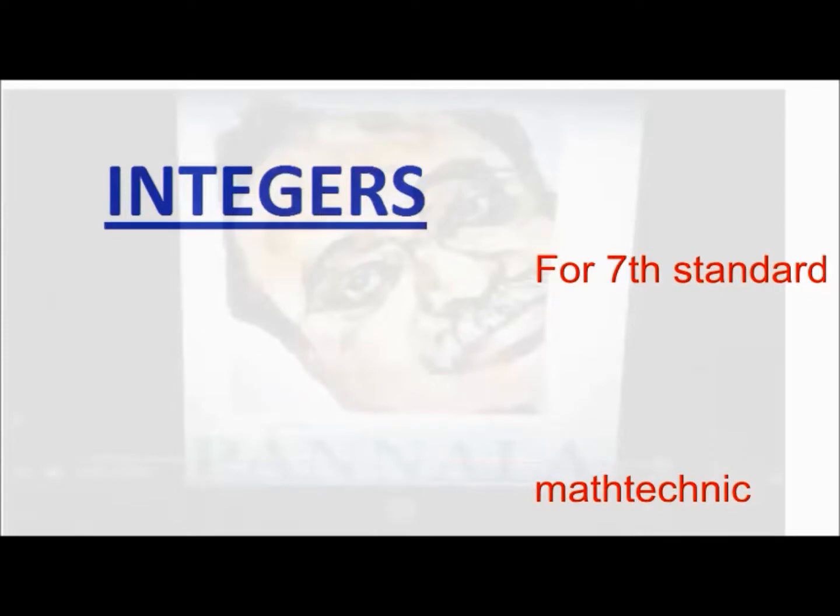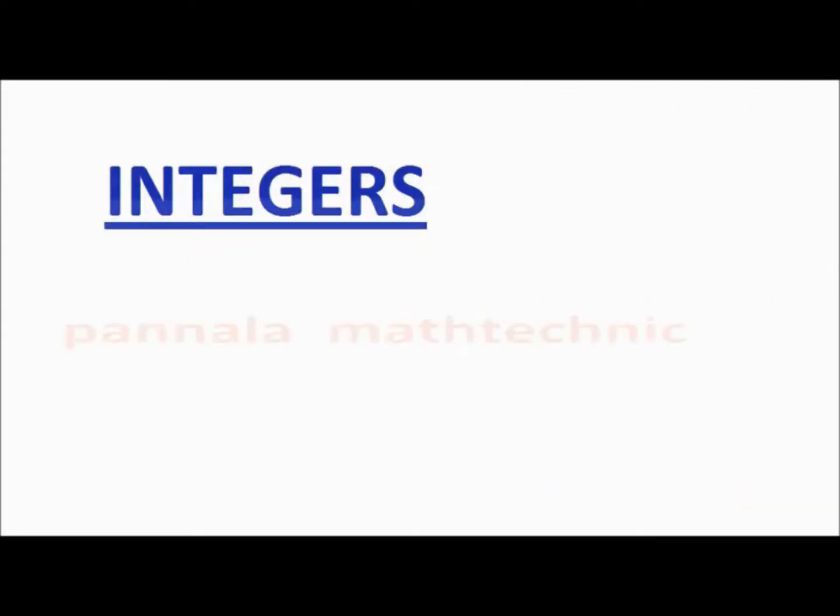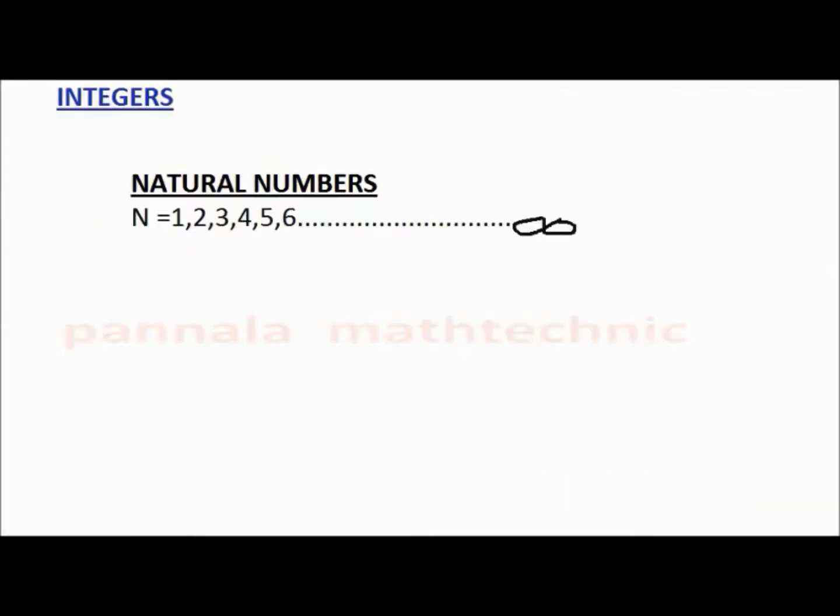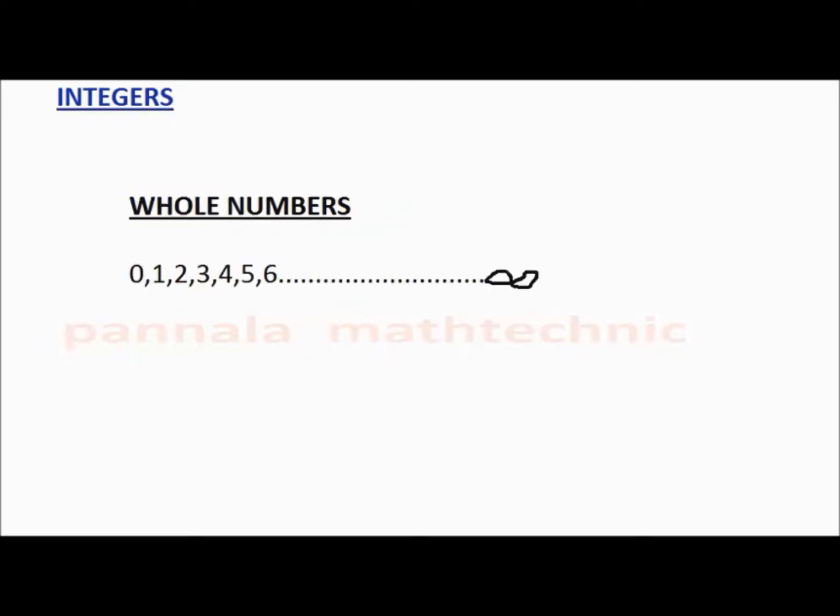Integers. It's for 7th standard. Let us begin with numbers. We already studied about the natural numbers, and these natural numbers are represented by N. 1, 2, 3, 4, 5, 6 up to infinite are called natural numbers.